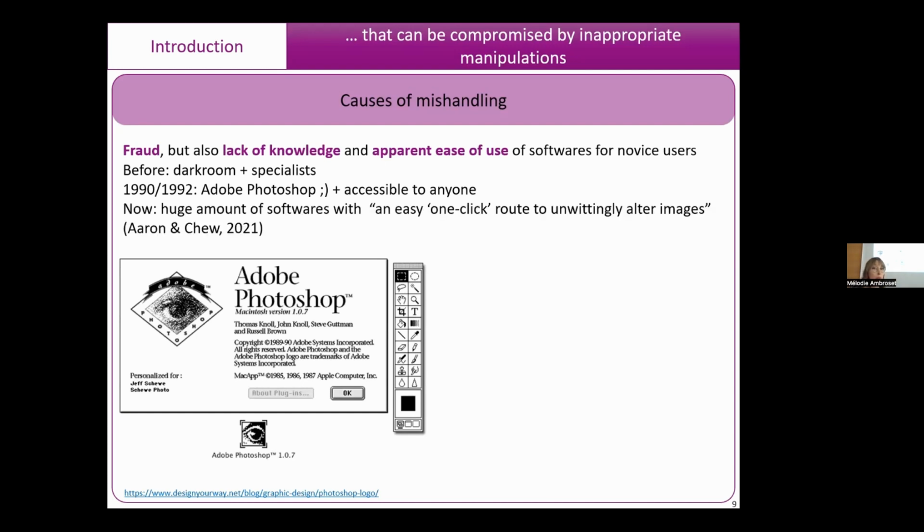And now it's even worse because we have a huge amount of software that has an easy one-click route to unwittingly alter images, as Aaron and Shu say, especially commercial software where you can click on one icon and your objects are detected and segmented and you have no clue what kind of algorithms have been used to do that to your image, and you don't know where your pixels are at and how they've been altered or not.